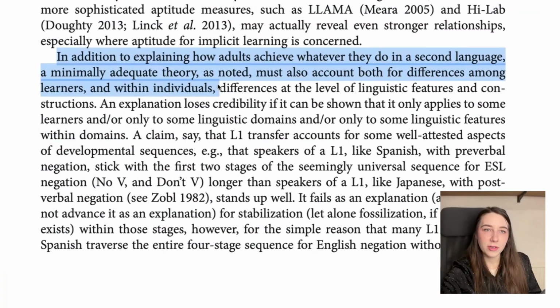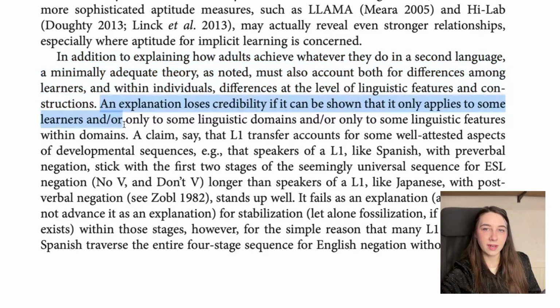In the next section, Long is talking about individual differences between learners, and he's saying that a theory of SLA needs to account for the fact that learners with the same L1 and the same age might succeed in picking up a language to different degrees. Just to read another passage. In addition to explaining how adults achieve whatever they do in a second language, a minimally adequate theory, as noted, must also account both for differences among learners and within individuals. Differences at the level of linguistic features and constructions.